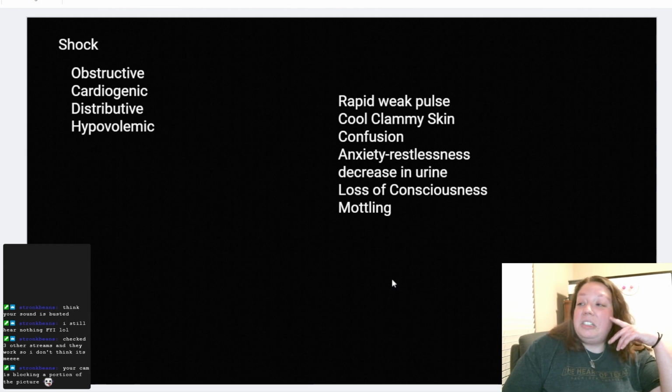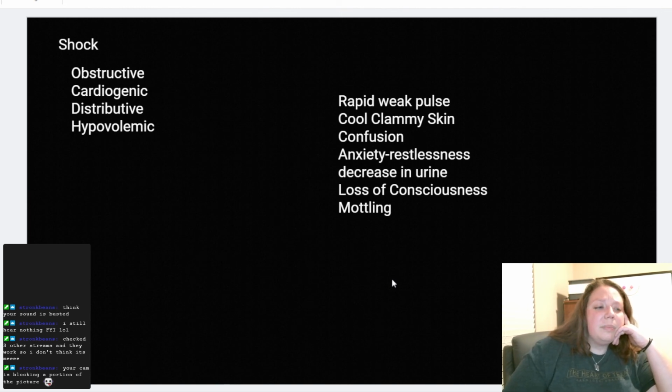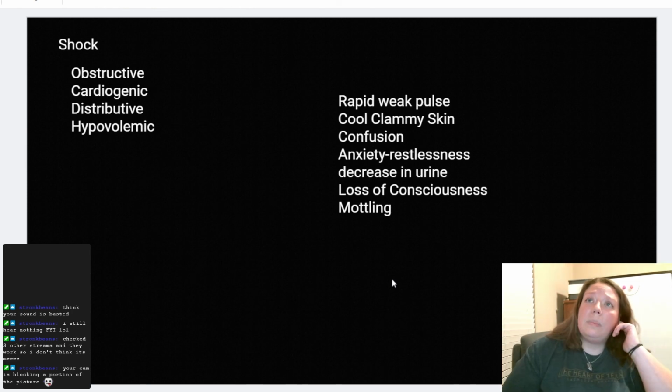Are there any questions on this? There's a lot of stuff. A lot of stuff. I've only seen a couple patients in hypovolemic shock. Usually they patch them up before they come to me. Although there was one patient, it was actually a couple months ago. He was in hypovolemic shock.